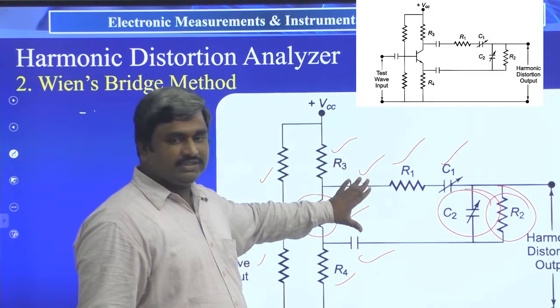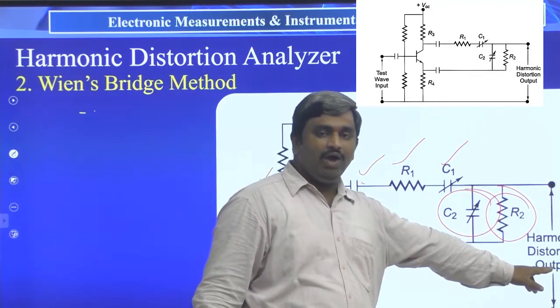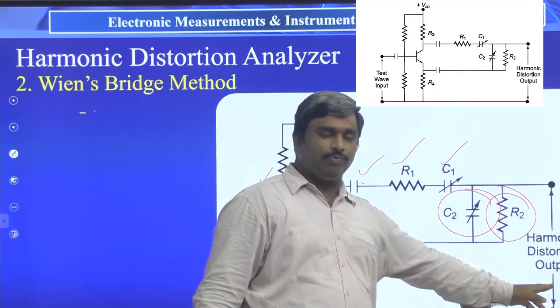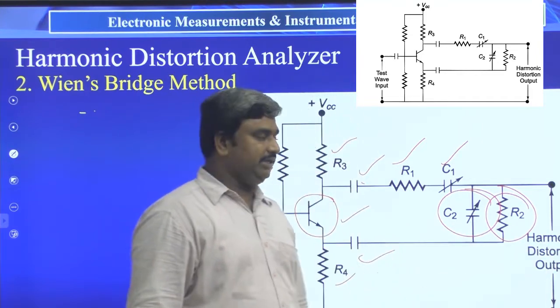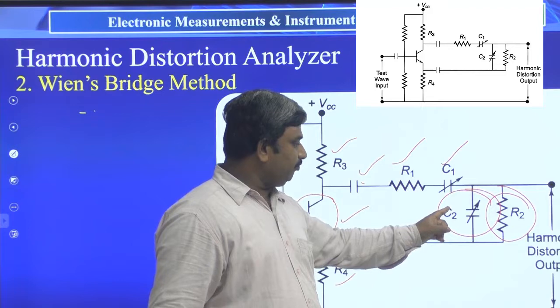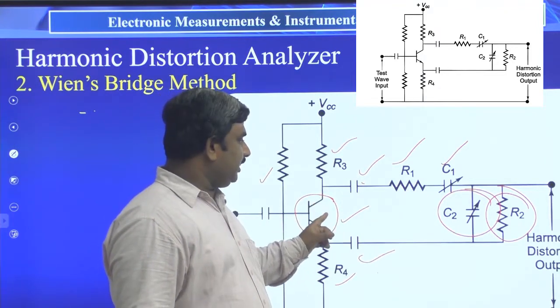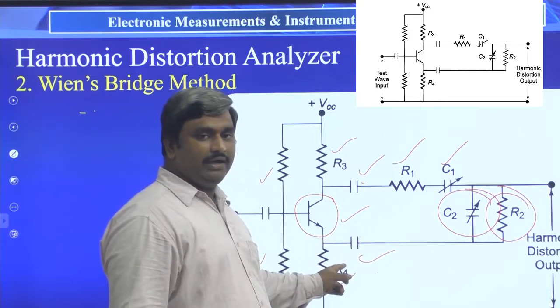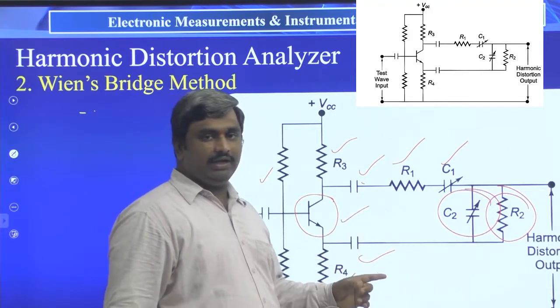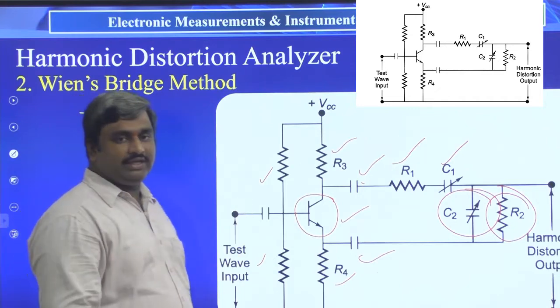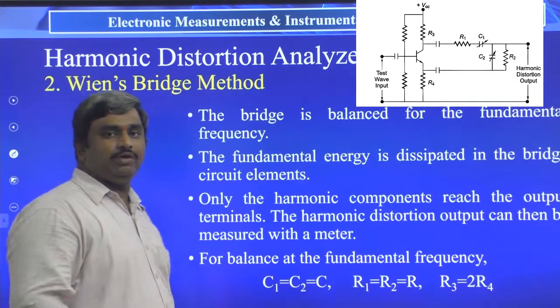From this connectivity network, we are getting the final harmonic distortion output. The harmonic distortion output we are measuring at these terminals here. Here we have C1 and C2, where C2 is the capacitor connected in between C1 and the emitter terminals. You have to keep this in mind. Then we will see the theoretical explanation for this concept.